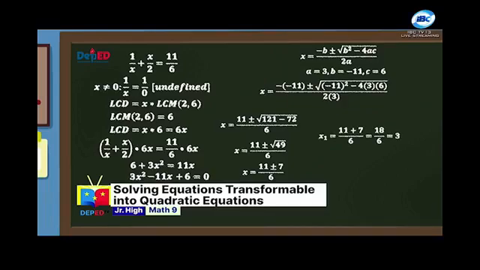So x sub 1 must be equal to 11 plus 7 over 6. That can be simplified as 18 over 6, or simply 3. While x sub 2 must be equal to 11 minus 7 all over 6. That can be simplified as 4 over 6, or 2/3 when reduced to its lowest term.